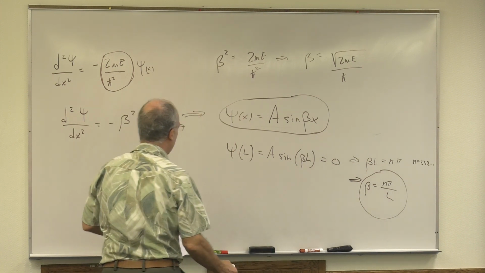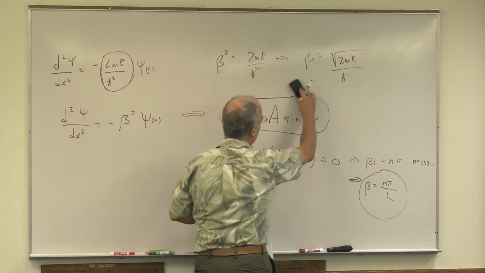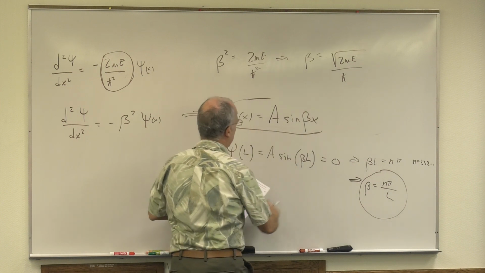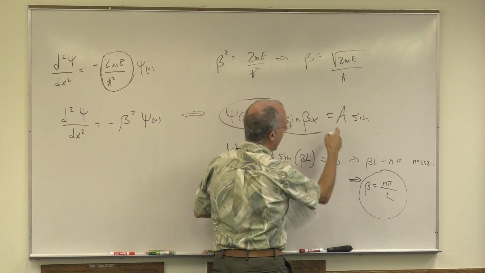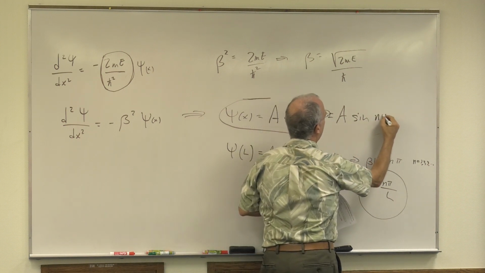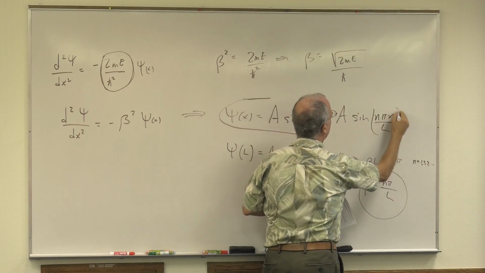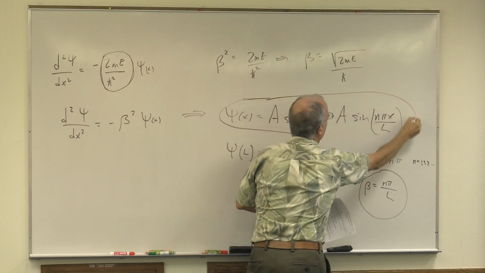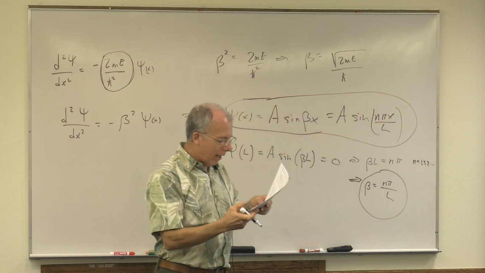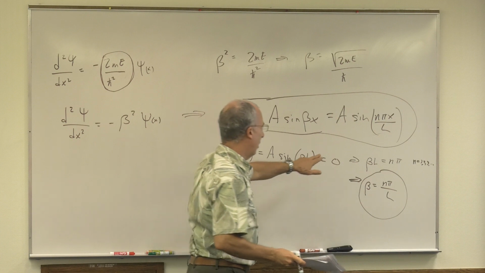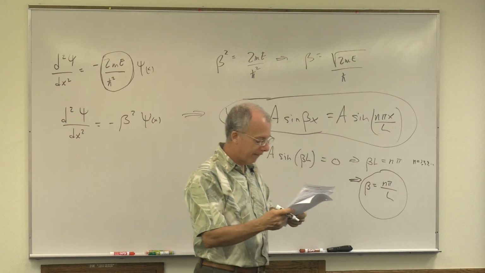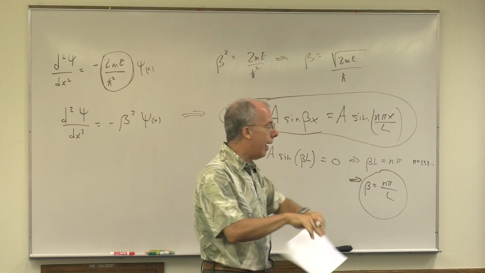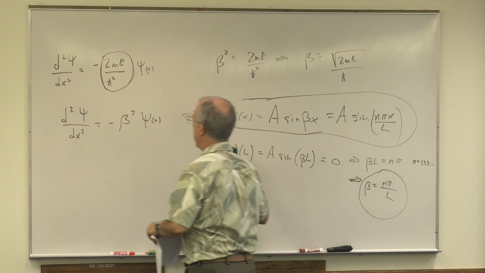So therefore, what is our wave function? Our wave function is A sine beta x, so A sine n pi x over L. Well, we're getting there, right? I mean, we still have to find A, though. We've got to normalize the function. But we're making great progress. Now, before we do that, I want to just point out something that's important.